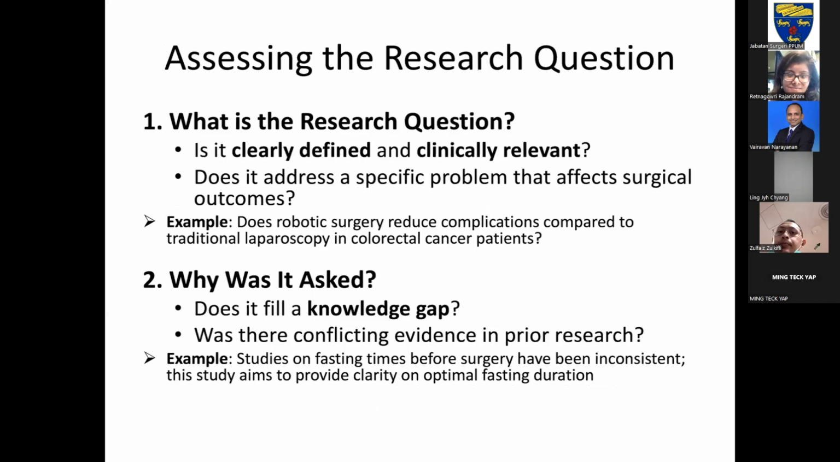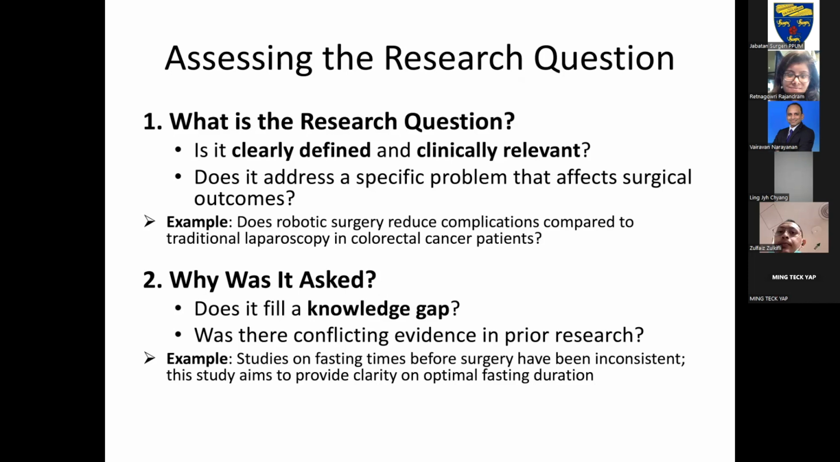Moving on to the critical appraisal itself, the critical appraisal proper. So the first question is assess the research question. So what is the research question? Remember, I've given to you all talks on how to start your research as well as research question. The research question is very important when you start your proposal, you start your research. Similarly, it's very important when you do your critical appraisal. It has to be clearly defined and it must be clinically relevant. It must address a specific problem that affects surgical outcome. So that is essential when you apply this critical appraisal.